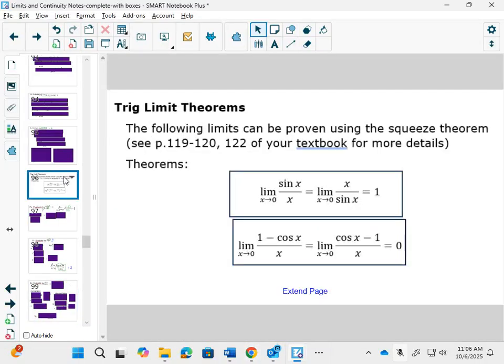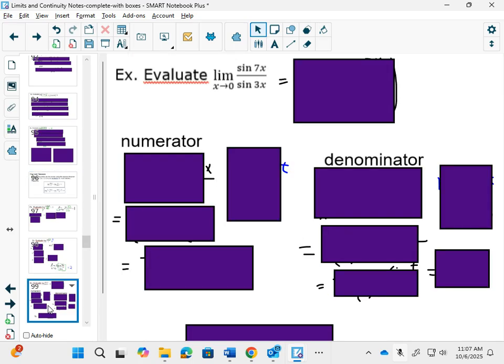So we have these two important trig limit theorems: the limit as x goes to 0 of sine x over x, or its flip, is equal to 1. And the limit as x goes to 0 of 1 minus cos x over x, or cos x minus 1 over x, is equal to 0. And we have to be a little bit creative, because in order to use those, we need to make sure that it is the limit as something goes to 0.